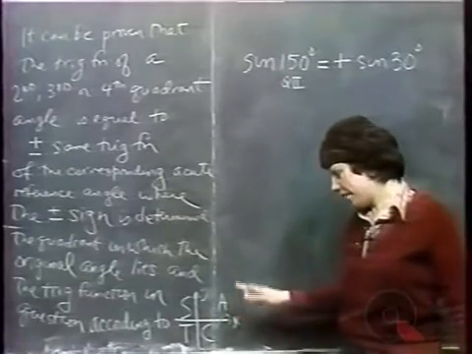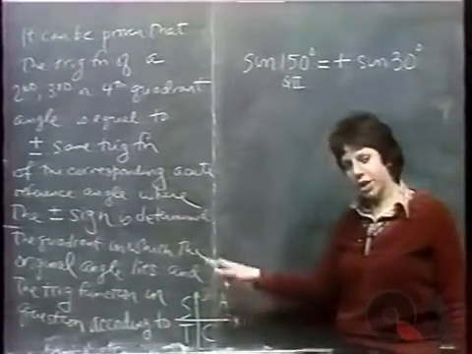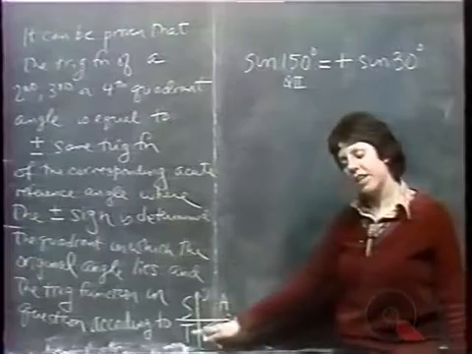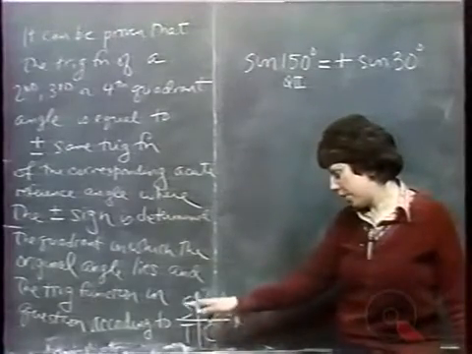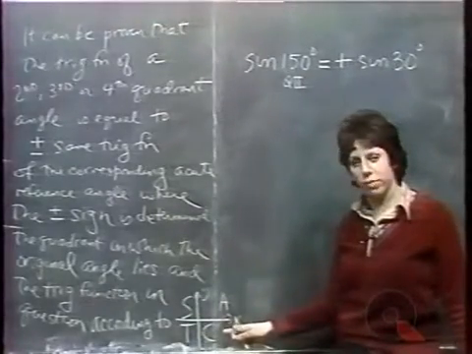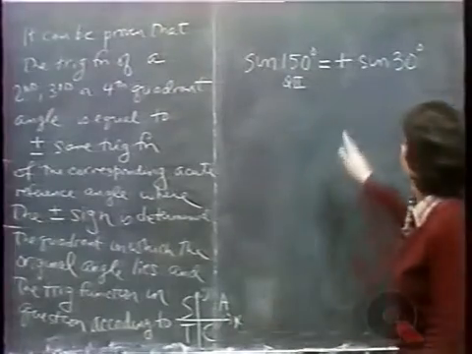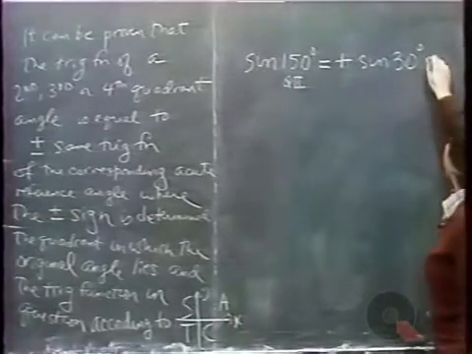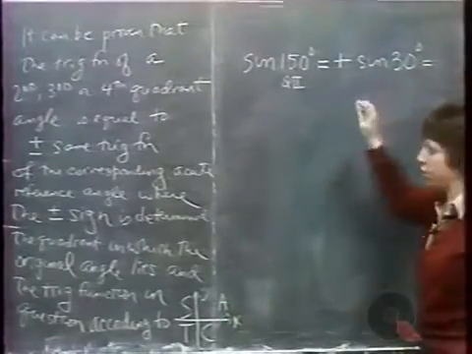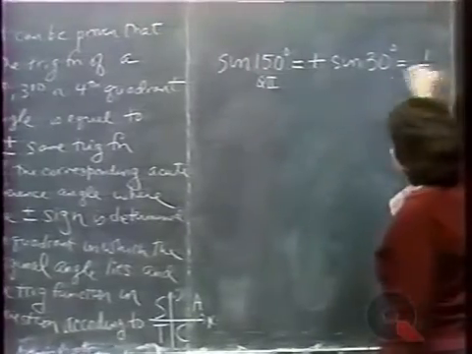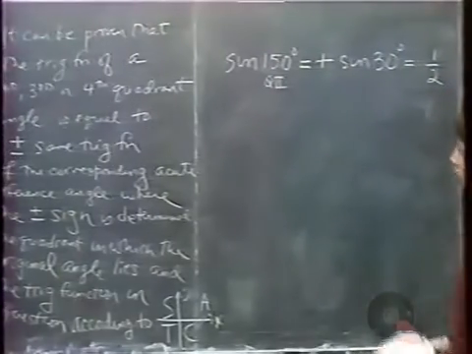All trig functions are positive in the first, sine and its reciprocal positive in the second, tangent and its reciprocal positive in the third, cosine and its reciprocal positive in the fourth. So it becomes plus the sine of 30 degrees, but since we know the sine of 30 degrees is 1/2, we now know that the sine of 150 degrees is also 1/2.